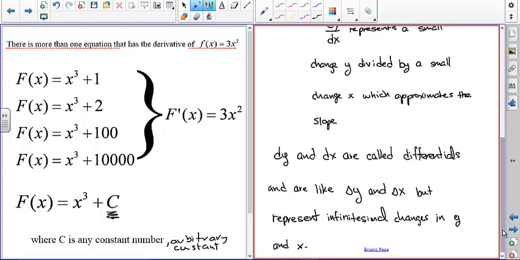Okay, what else have I got down here? So dy and dx are called differentials. We know that. And the delta y and delta x are like delta y and delta x, but they represent infinitesimal changes. So they're just to represent really small changes, but not equal to 0. So that's kind of a terminology thing.